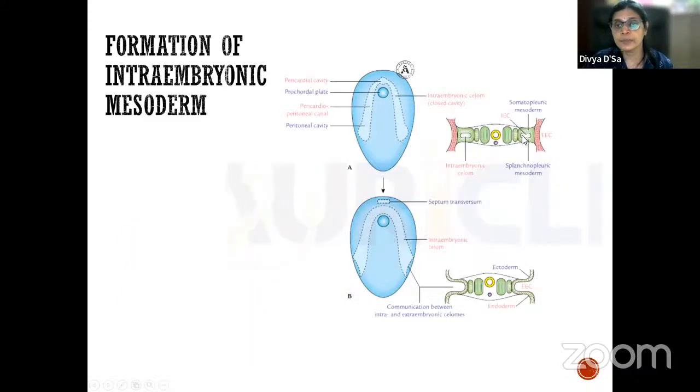Whereas in the lateral plate mesoderm, what happens here? A coelom develops and it divides this lateral plate mesoderm into a somatopleuric mesoderm, which is in relation to the ectoderm, and in relation to the endoderm we have this splanchnopleuric mesoderm. And this will communicate with the extraembryonic coelom. Okay, so this is the intraembryonic, and that will communicate outside with the extraembryonic coelom.